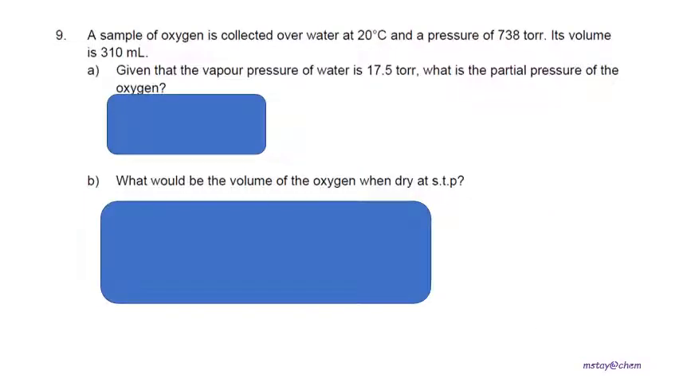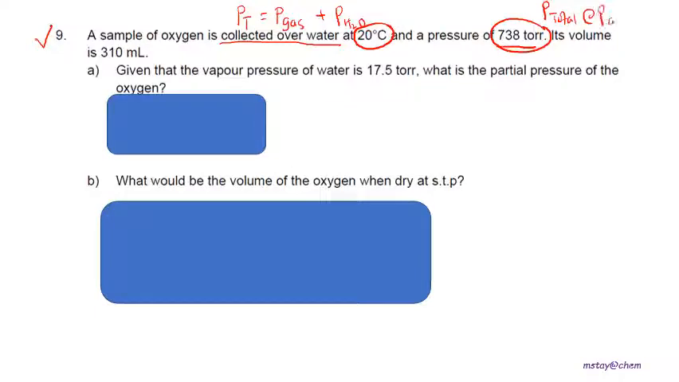By applying what we learned in the previous slide, let's look at tutorial question number 9. A sample of oxygen gas is collected over water. So this is the water displacement method, which means we are going to apply Dalton's law, where the P total will equal the pressure of the gas plus the partial pressure of the water vapor at 20 degrees Celsius, and the pressure is 738 torr. Keep in mind that if the question is given like this, the pressure does not refer to the pressure of the gas, but to the total pressure or the partial pressure of the atmosphere.